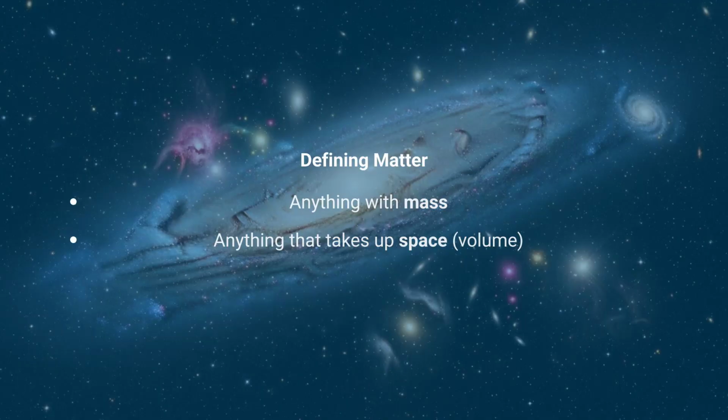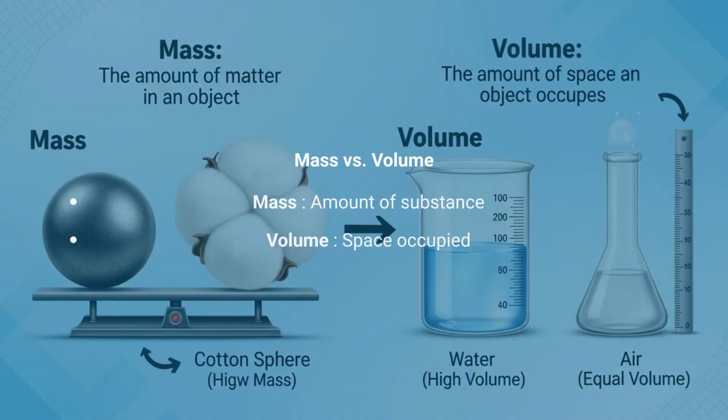At its core, matter is defined as anything that has mass and takes up space, also known as volume. This simple definition encompasses everything from the smallest subatomic particle to the largest galaxy. If something can be weighed and occupies a physical dimension, it is matter. Think about it. The air you breathe, the chair you're sitting on, and even you yourself are all forms of matter.